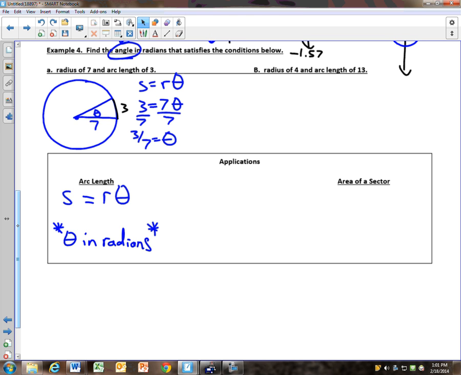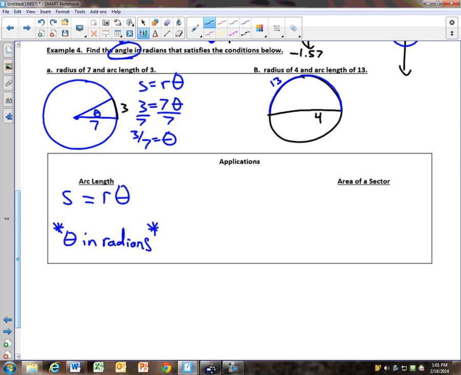And we do one more. Radius of 4, arc length of 13. So that can be more than 1 radian or less than 1 radian? More than 1. This could be more than 2 or less than 2. More than 3 or less than 3. More than 4 or less than 4. Less. You can see that you have for sure 3 that fit in, because 3 would give you 12.